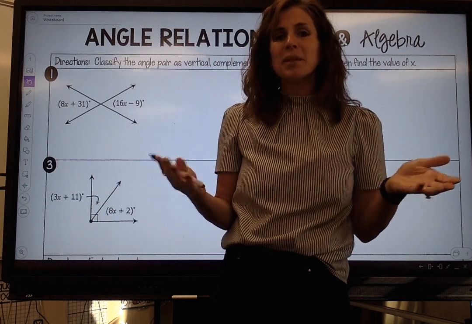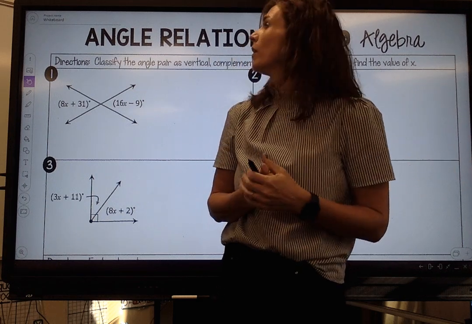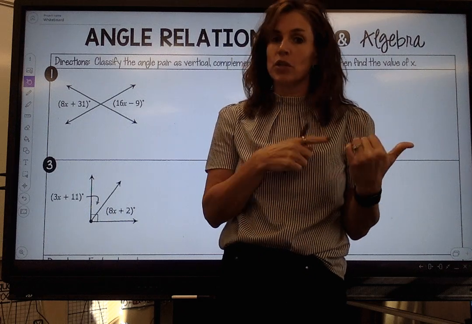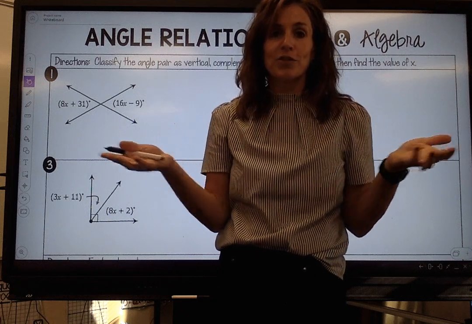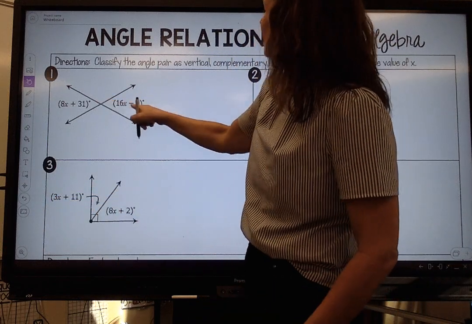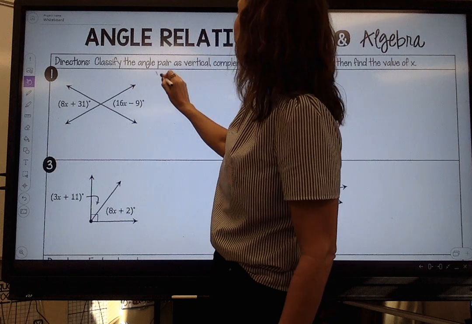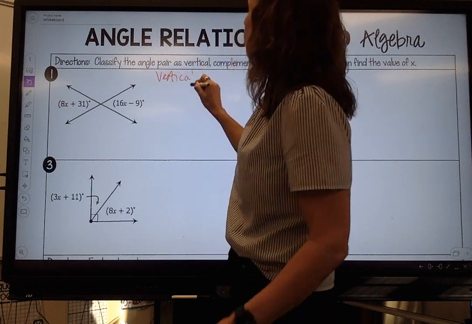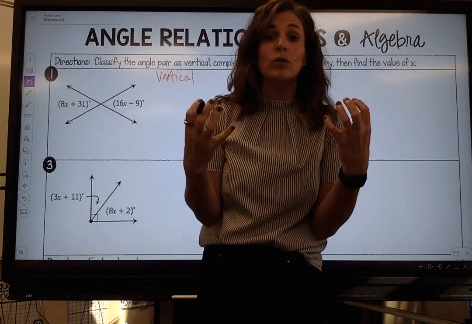So same concept, except now we're just going to use a little bit more algebra. And this is angle relationships that we just learned, in addition to using algebra, which is the best because you can check your answer. So again, we're going to classify these angles, and they are vertical, so I want you to write vertical. What do we know about vertical angles?